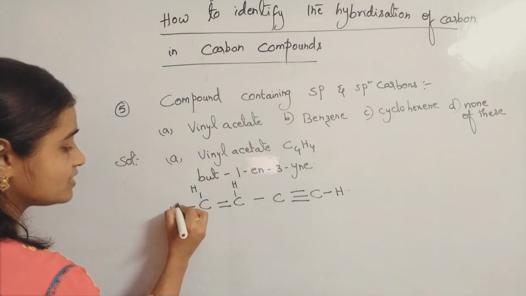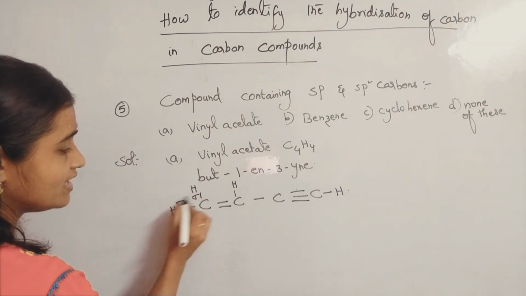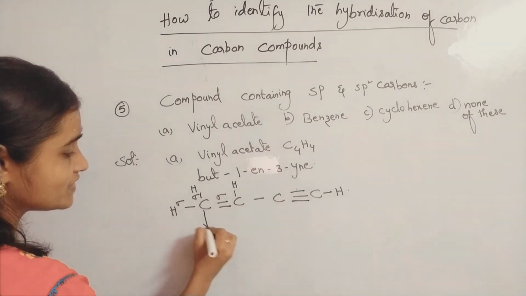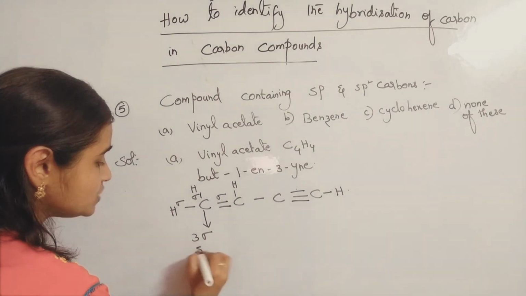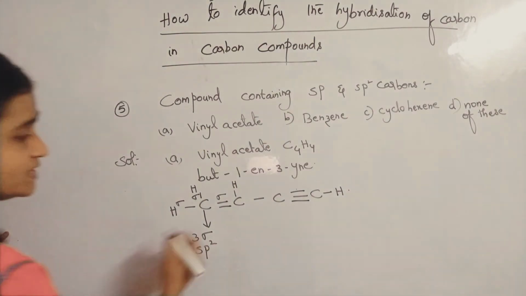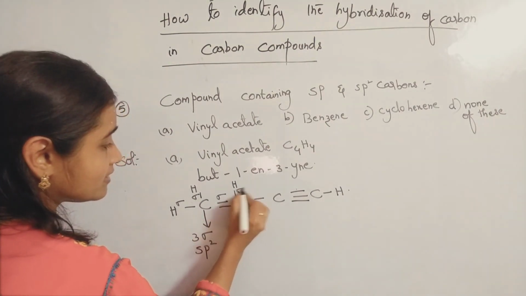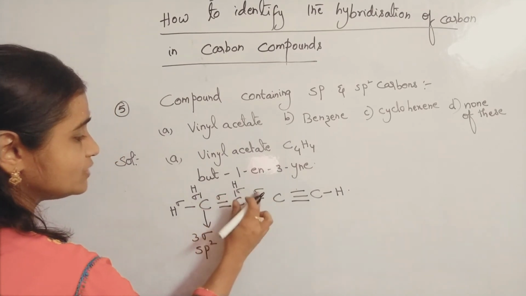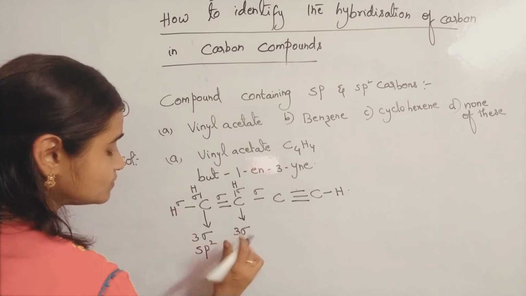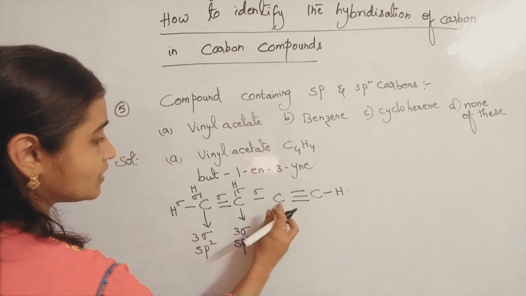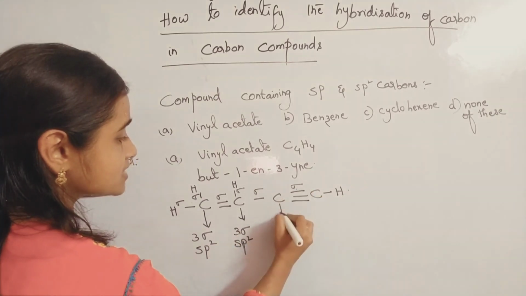Here, check for the sigma bonds. Now here 1, 2, 3 sigma bonds. So the first carbon is undergoing what? 3 sigma bonds means sp2. Now coming to the second carbon, how many sigma bonds are there? 1, 2, 3 sigma bonds. This is also undergoing what? sp2. Now coming to the third carbon, 2 sigma bonds.